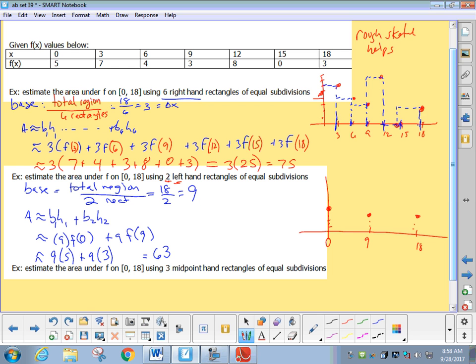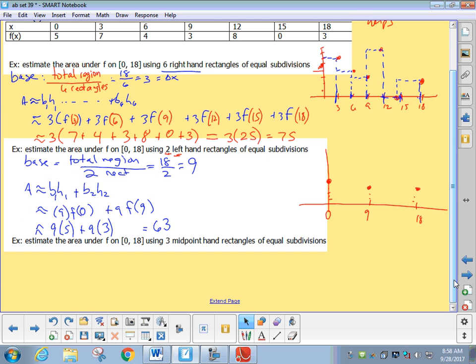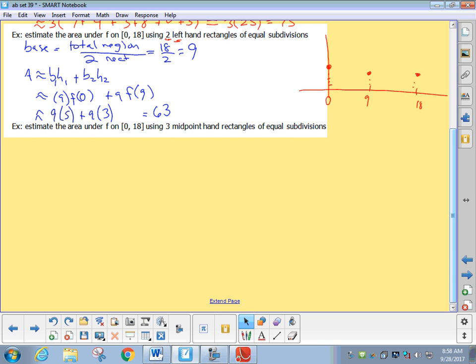Okay. Try the last one on your own and we will be done. Try 0 to 18 using 3 midpoint rectangles. I forgot to scratch the hand. Sorry. Midpoint rectangles, not midpoint hand rectangles. Nobody has a midpoint hand. Left hand or right hand.